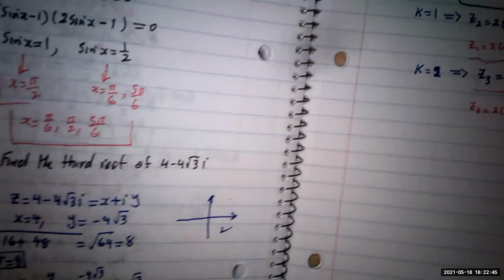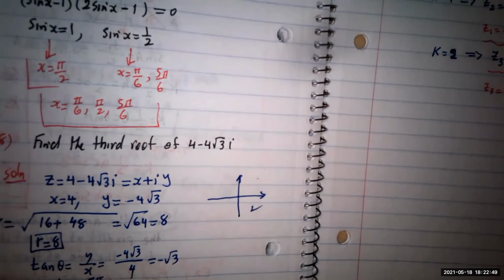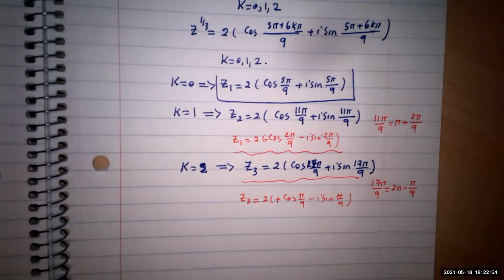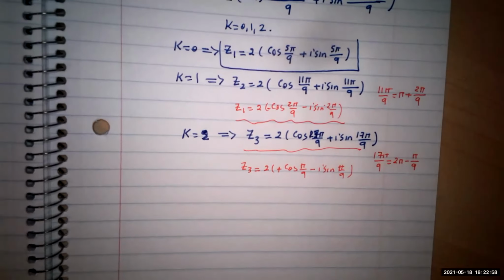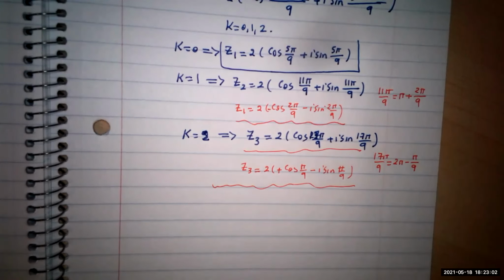if the number that you are going to take the root of is a complex number, 4 minus 4 radical 3i. Remember, you have to give us 3 solutions, and we write it in this form. You don't have to use your calculator, but simplify it and give us the final answer. Okay, any question?